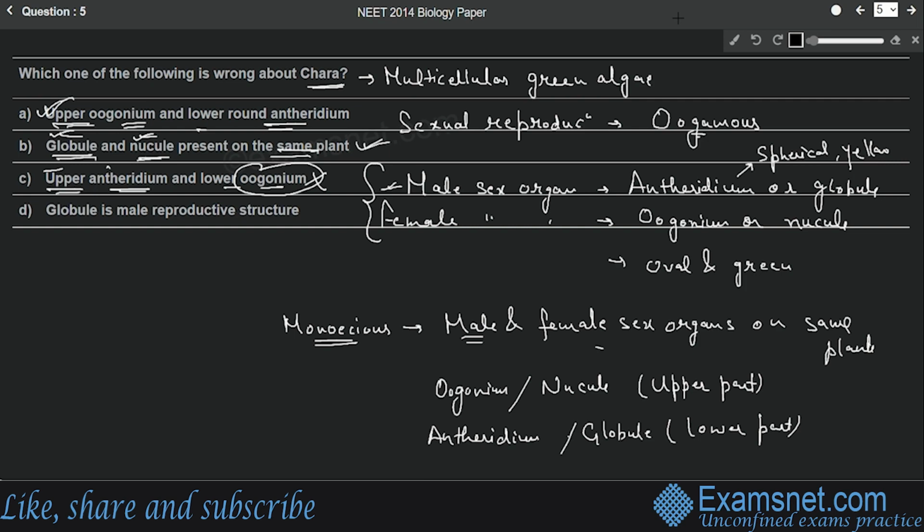So option C is incorrect. And the last option says globule is the male reproductive structure, and nucule is the female reproductive structure. That is also correct. Okay, so the only wrong statement is statement C. So option C will be the correct answer.